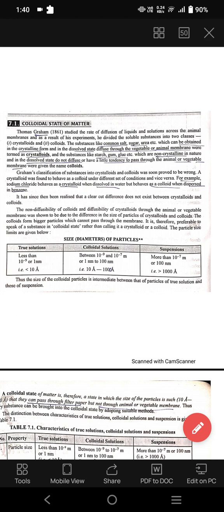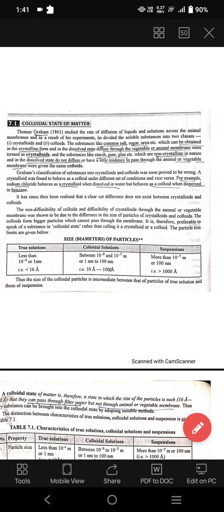The non diffusibility of colloids and diffusibility of crystalloids through the animal or vegetable membrane was shown to be due to the difference in size of particles of crystalloids and colloids. The colloids form bigger particles which cannot pass through the membrane. It is therefore preferable to speak of a substance in colloidal state rather than calling it a crystalloid or a colloid. The particle size limits are given below.